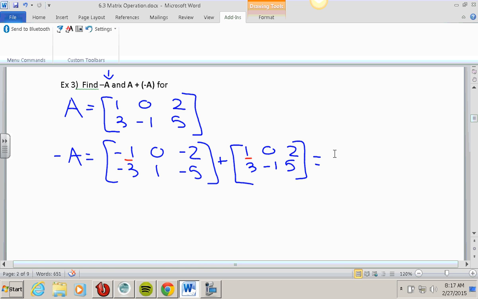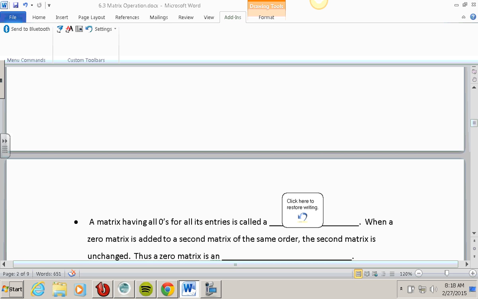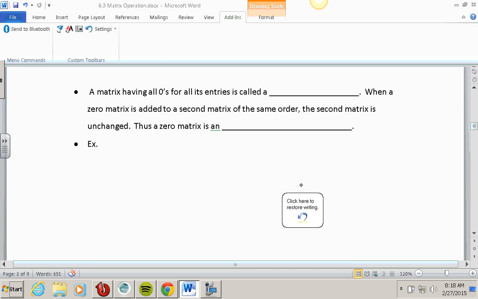So negative 1 and 1, 0 and 0, negative 2 and 2, right? A and negative A are inverses of one another. What happens when you add something's inverse? We wind up with all zeros, right? We know that. You add something to its inverse, you're going to end up with the additive identity. That's called the additive identity, right? Okay, so the zero matrix is the additive identity. So a matrix having all zeros is called the zero matrix.